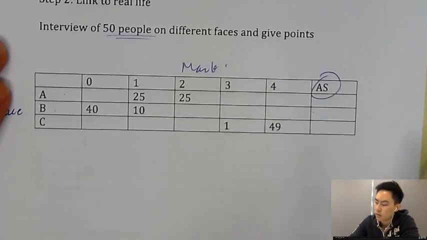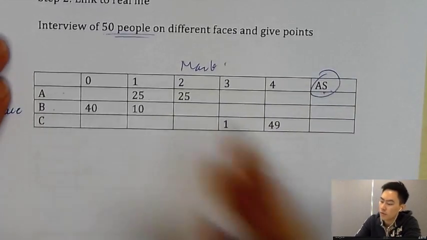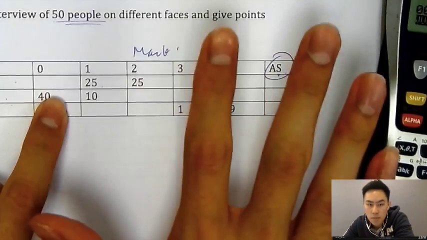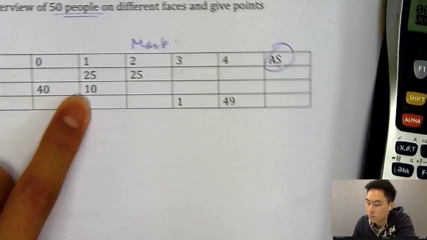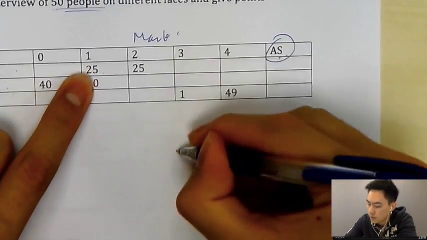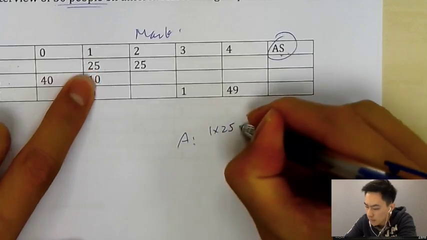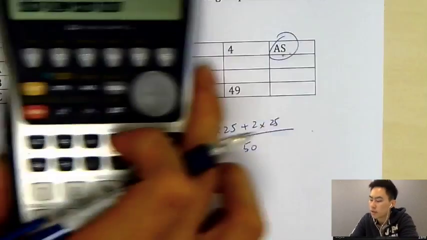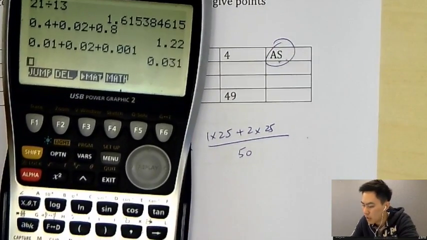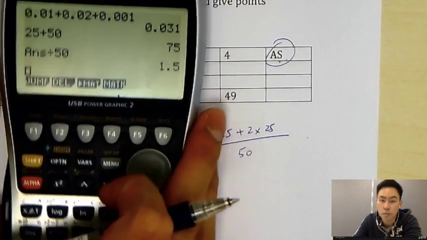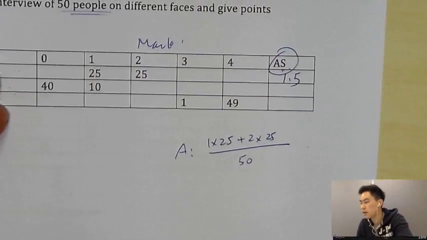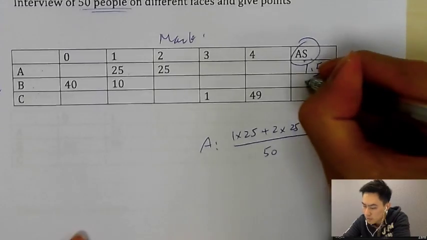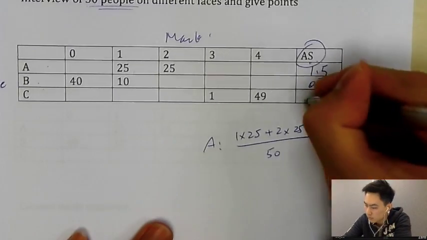And here I want to calculate the average score, because we have too many data right here. So how do you calculate the average score? Out of 50 people, for the average score of A, you have to show steps for how you calculate this. I'll just do one example. So 1 times 25 plus 2 times 25 over the total frequency, which is 50. Then you have 25 plus 50 divided by 50, so you have 1.5 for the average score. After you get this, you have to calculate the rest for B and C. For B, the score is quite low, it is 0.2, and for C it is 3.98.